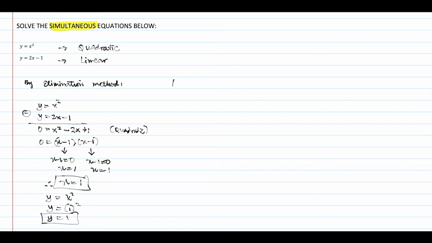Another method we can use to solve simultaneous equations is the substitution method. This method involves substituting the expression representing a variable into the other equation. If the first equation says that y is the same as x squared, use this value of y and substitute it to the variable y in the other equation. Substitute x squared into the variable y in the second equation. This gives us the equation x squared is equal to 2x minus 1.